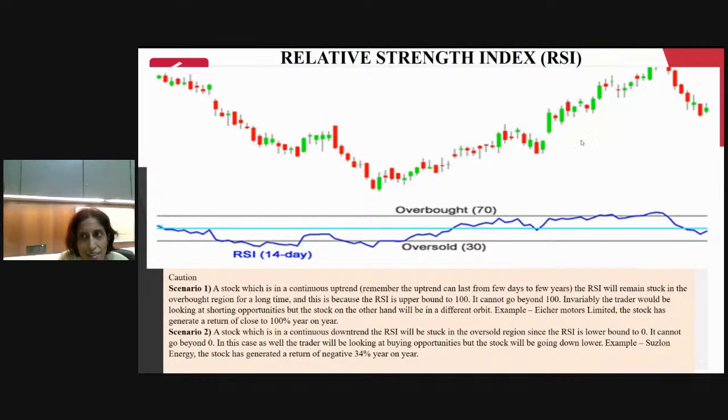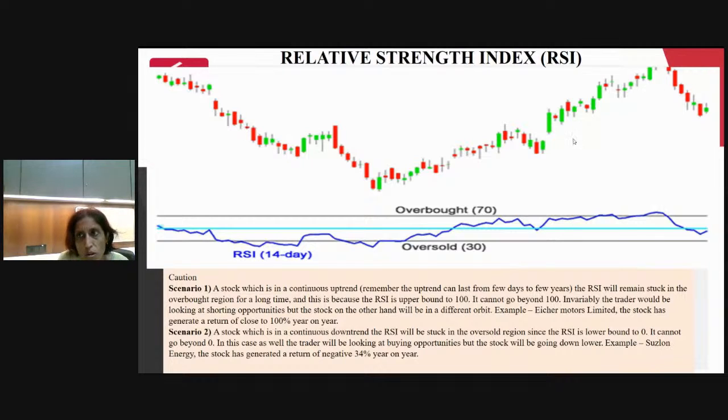But maybe the stock from there on might go further up. Okay? So if a stock is overbought for a long period of time, it might be possible that it continues in that state for some more time. So whenever you are taking any decisions, always see what kind of information is coming into the market with reference to that particular stock.